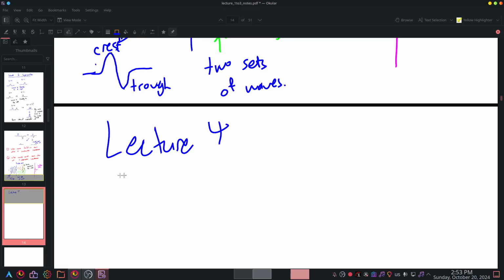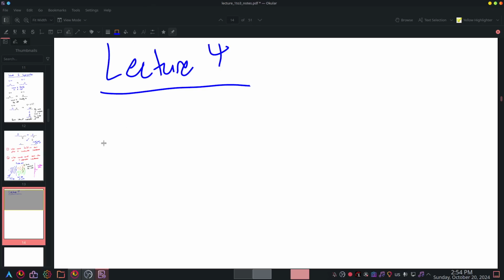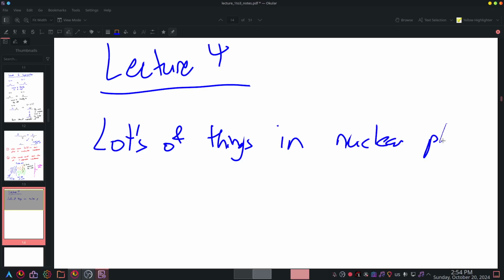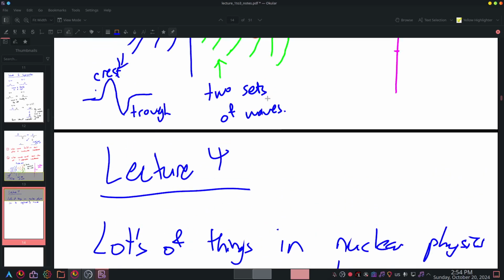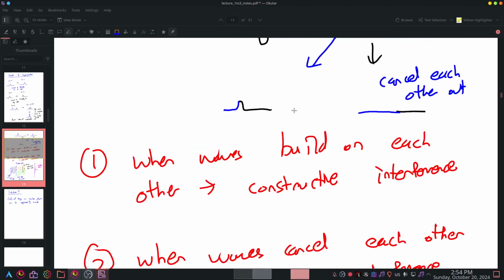Eventually, I hope to show you that lots of things in nuclear physics can be explained by this wave theory. Now, what do waves have to do with nuclear physics?